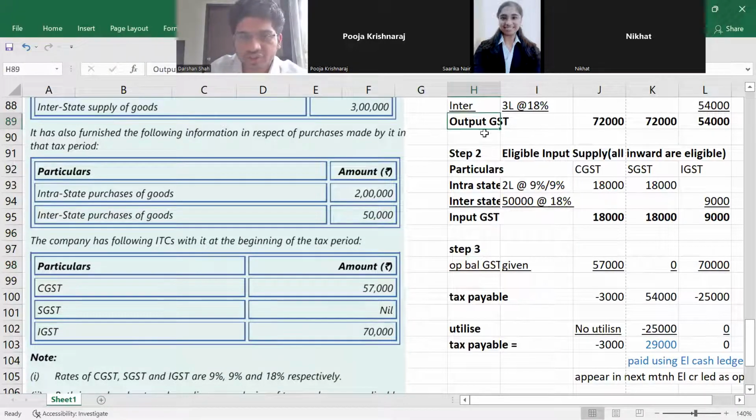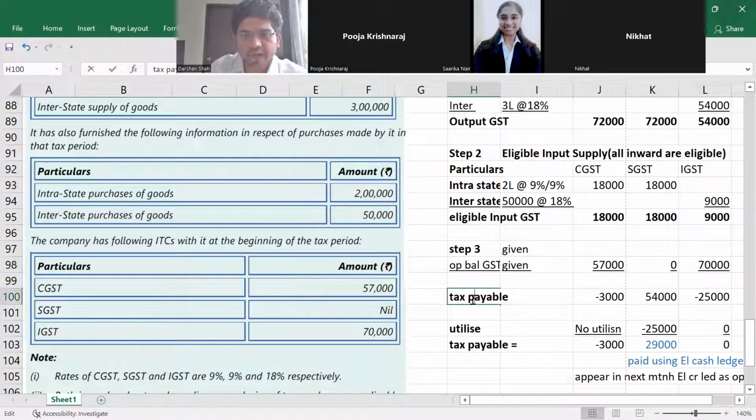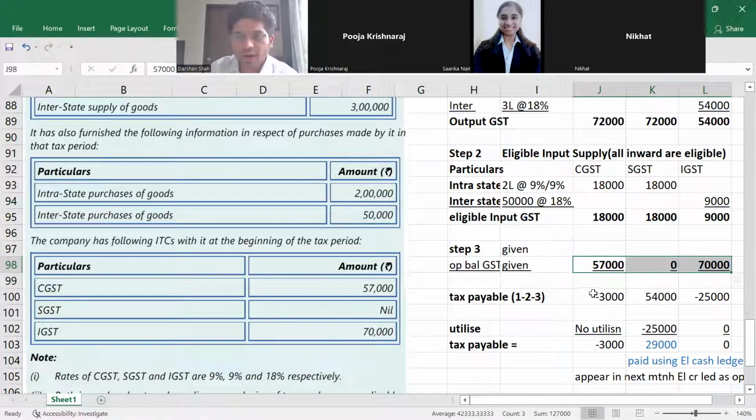So step 1 was output GST. Step 2 was eligible input GST. And step 3 was given. Step 3 is always given in the question: opening balance of GST. Correct? So tax payable will be what? Tax payable will be step 1 minus 2 minus 3. Tax payable will be step 1 answer minus step 2 answer minus step 3 answer. So now I have got these balances, right?